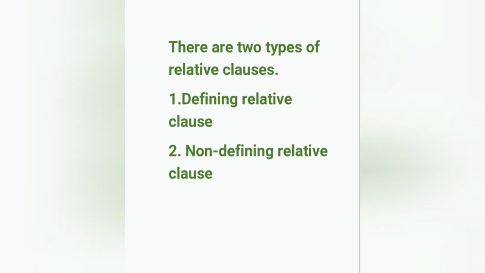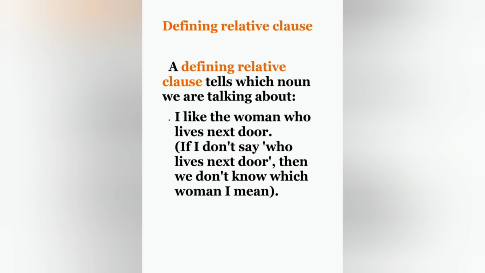There are two types of relative clauses. They are defining relative clauses and non-defining relative clauses. Let's see what a defining relative clause is. A defining relative clause tells which noun we are talking about. See the example. I like the woman who lives next door. In this example, if I don't say who lives next door, then we don't know which woman I mean. So, that part is very important.